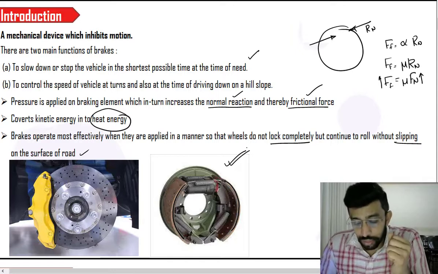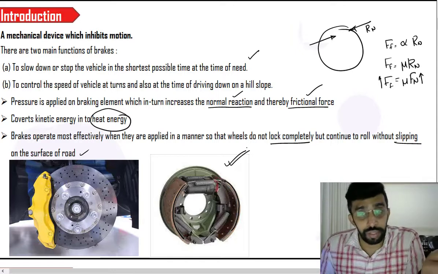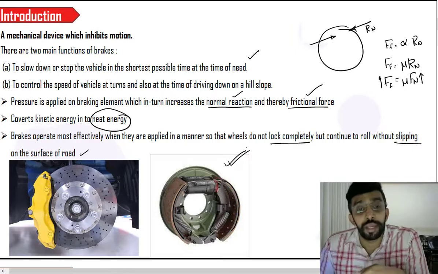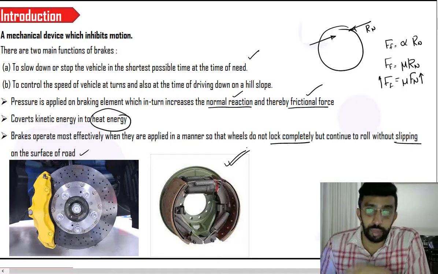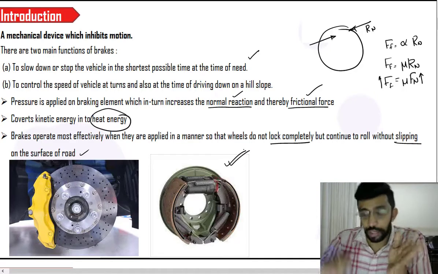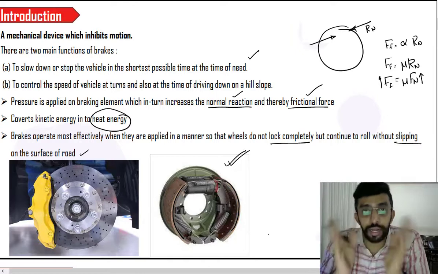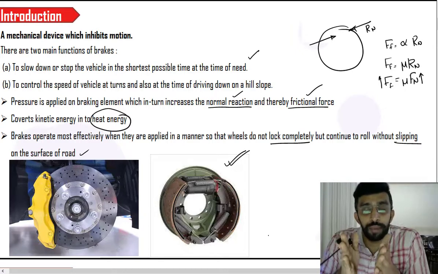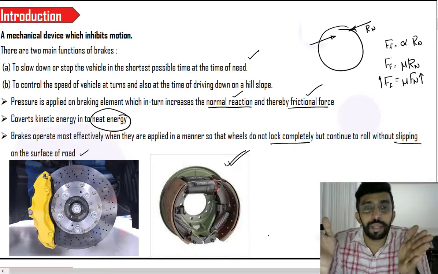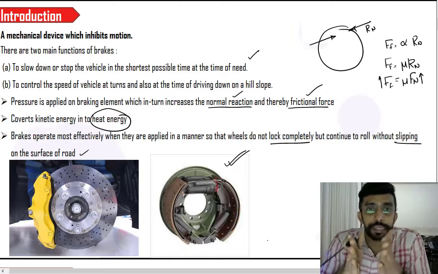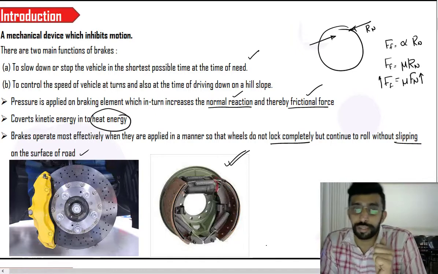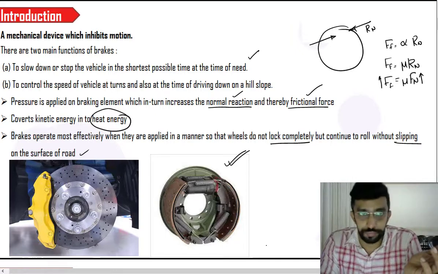But that's not the case with the disc brake. Most of the two-wheelers nowadays have the disc brake. You have a disc, and on either side of the disc you have two pads that are called the braking pads. When you apply the braking force, these braking pads rub against the disc, and thereby it stops the disc. That's the basic working principle, right?